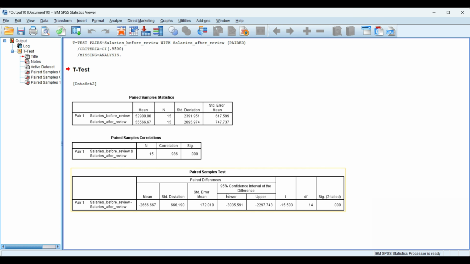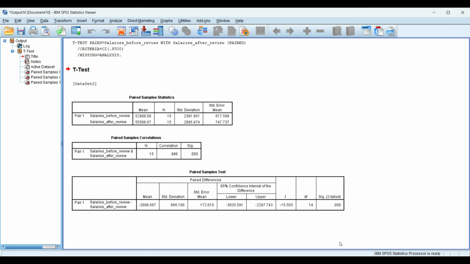In the paired sample t-test you can also see the most important things are the t-value and significance value. So the t-value minus 15.503 is lower than minus 1.96. On the other hand, we can see that the significance level is 0.000, which is lower than 0.05. So it means we reject the null hypothesis and accept the alternative hypothesis. So it means there is a significant difference between the salaries of employees before review and after review.